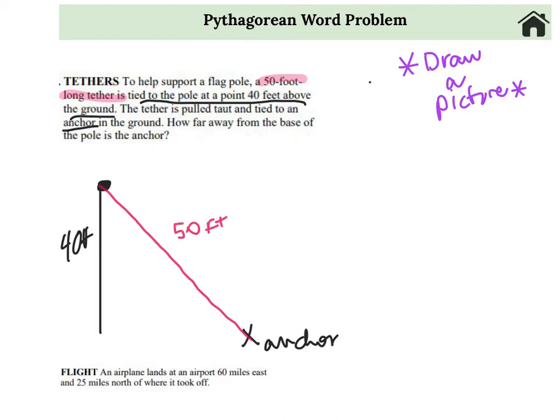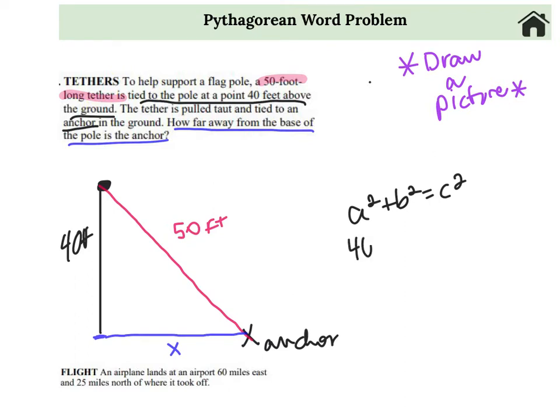And then the last thing we want to know is how far away from the base of the pole is the anchor. So if this is the base of our pole, we want to find this distance here to the anchor. So once we're here, you just use your Pythagorean theorem: a squared plus b squared equals c squared. Plug in your values. So 40 squared plus, we'll say x squared, because that's our other leg, is going to equal our hypotenuse, or 50 squared.